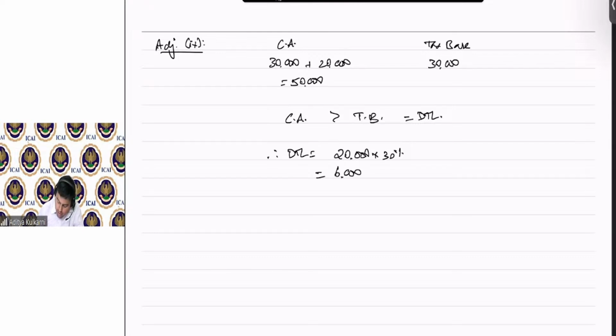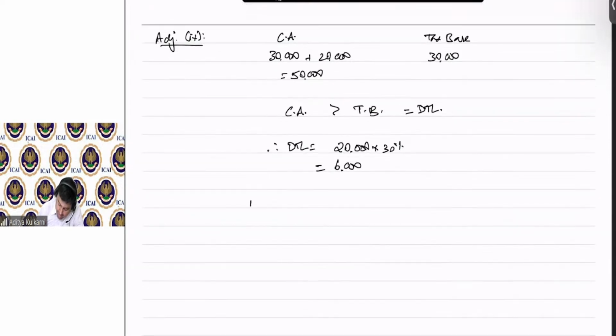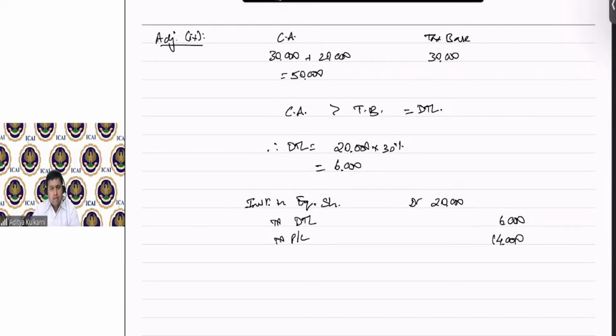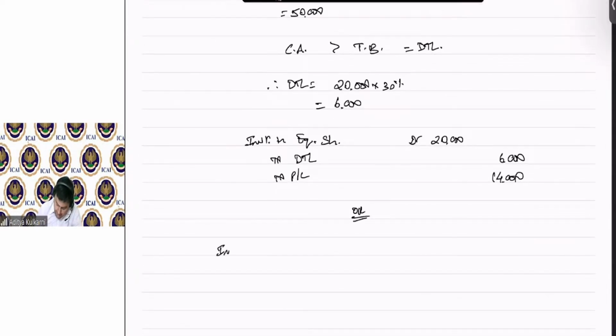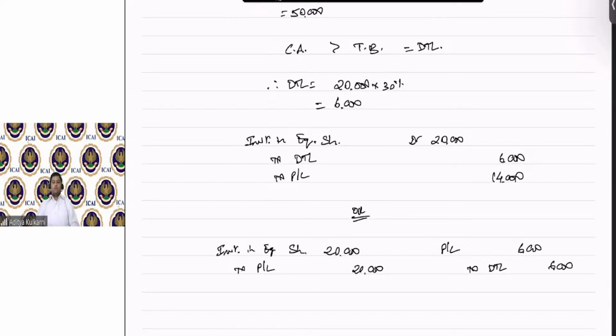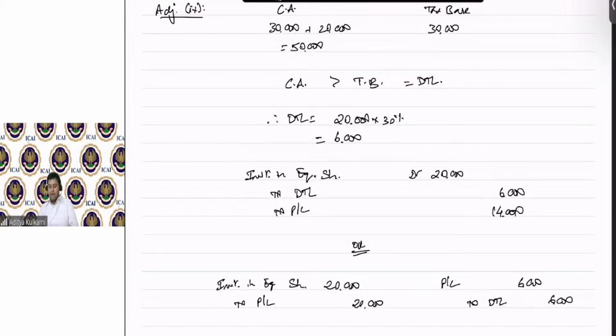So what is the journal entry, boss? The journal entry will be investment in equity shares debit 20,000 to deferred tax liability 6,000 to P&L 14,000. Sir, ऐसे कैसे? I just clubbed two entries. You would do investment in equity shares 20 to P&L 20, and you would do P&L account debit to DTL 20,000. Okay, so I just combined. I'll write both the entries here. Investment in equity shares 20,000 to P&L 20,000. P&L to DTL 6,000. Okay, 6,000.